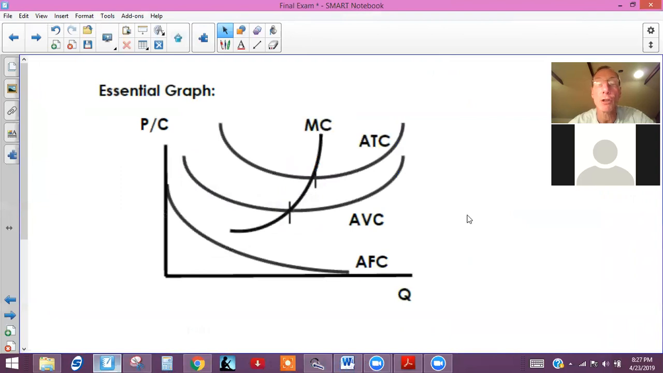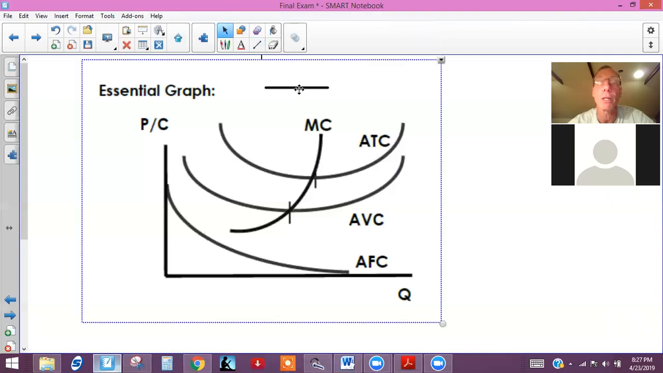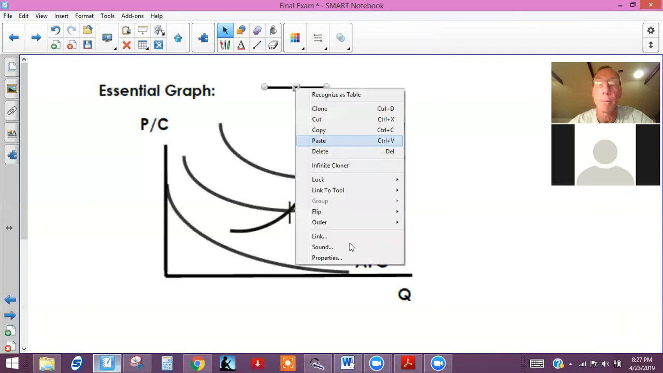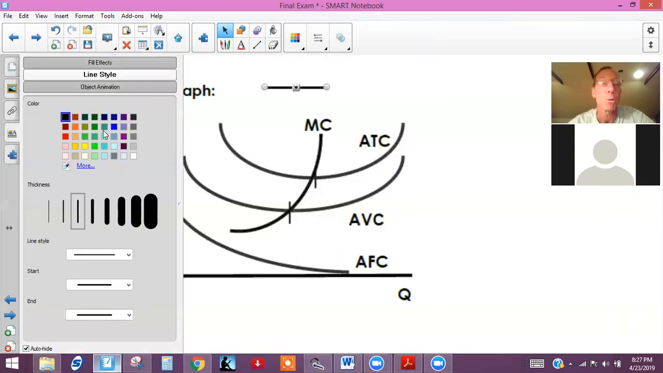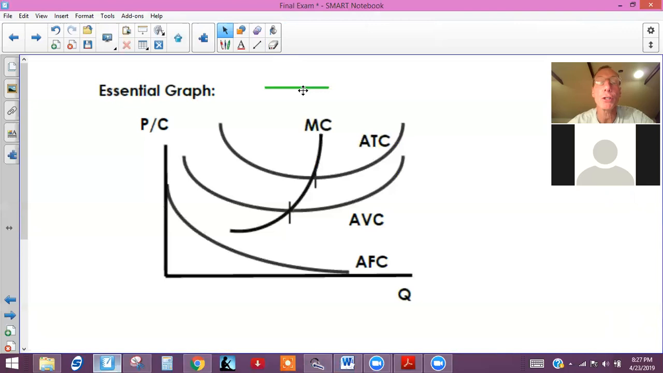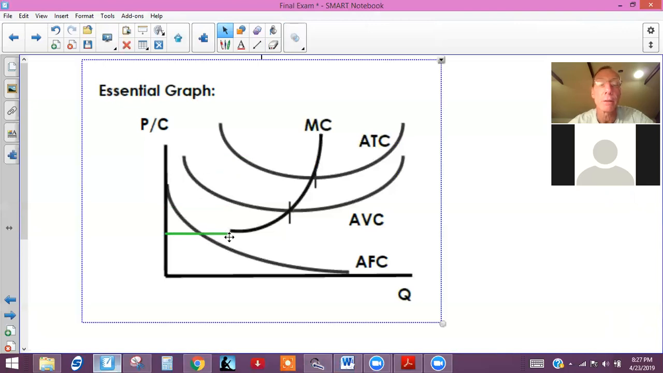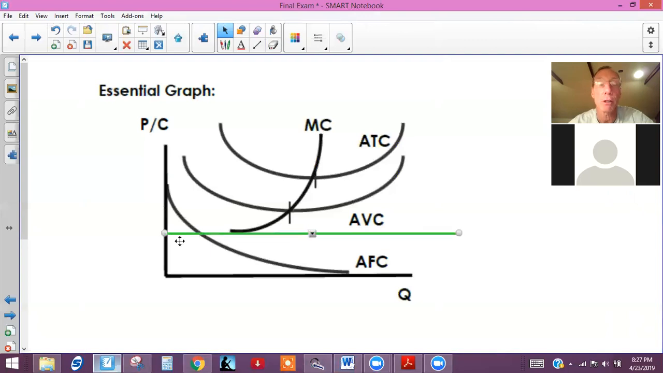The firm is going to always produce where marginal cost equals price. So if price, and remember, they're a price taker. This is perfectly competitive. So they're always going to produce where, say price is here, given to them.